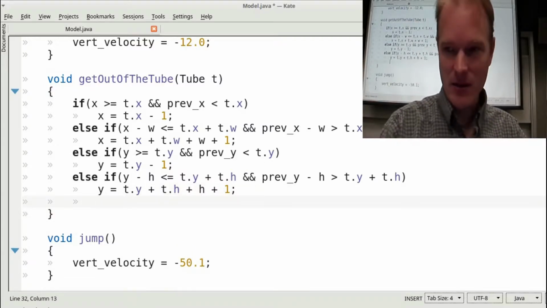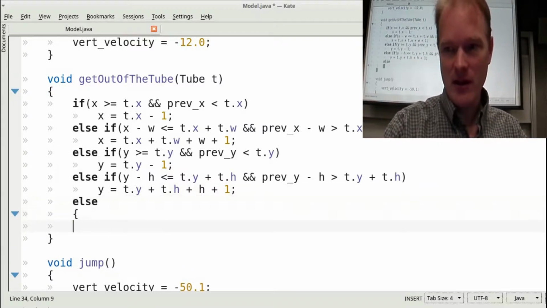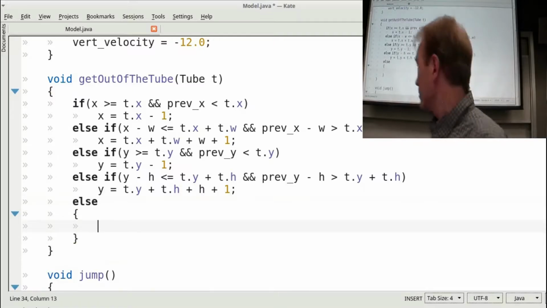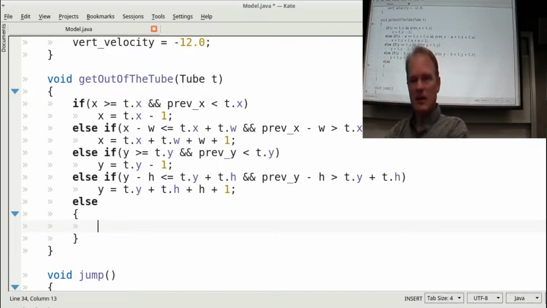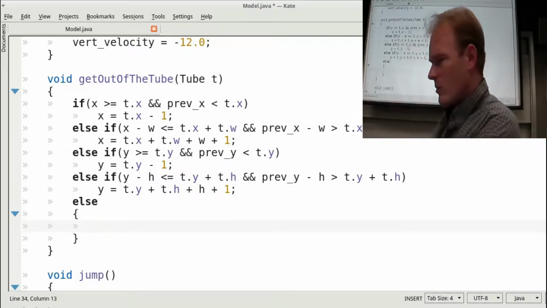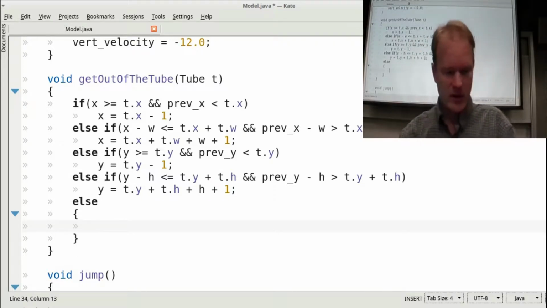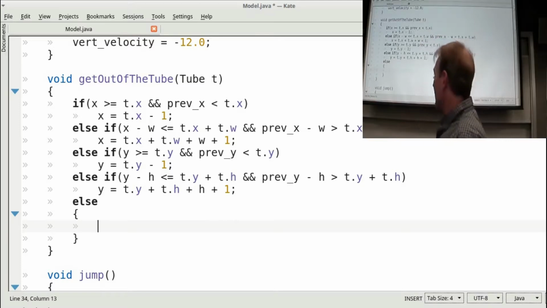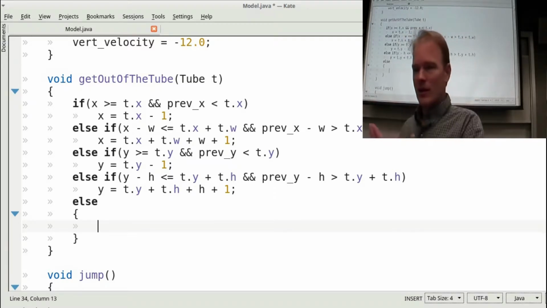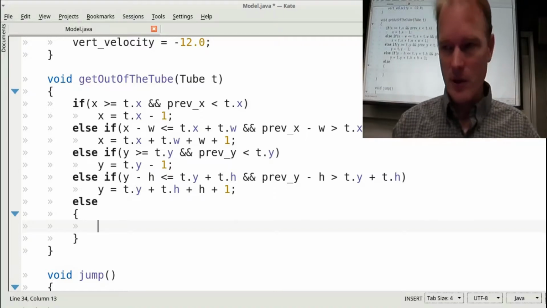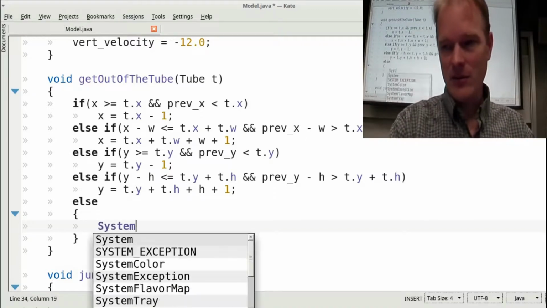There's one other case though. What happens if I am in the tube and the previous one was also in the tube? Should that ever happen? No. So should I write code to handle this case? Although, one thing you really want to never happen in your code is you never want something bad to happen and your code just silently ignores it, right? Because if that happens, then you as a programmer will never know. So what I really should do is at least let myself know.